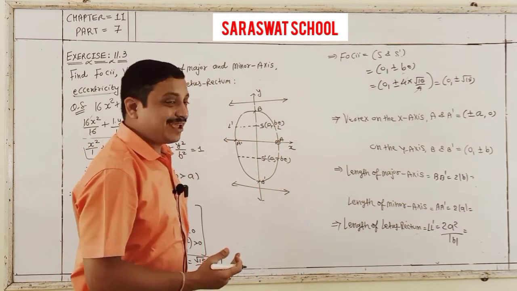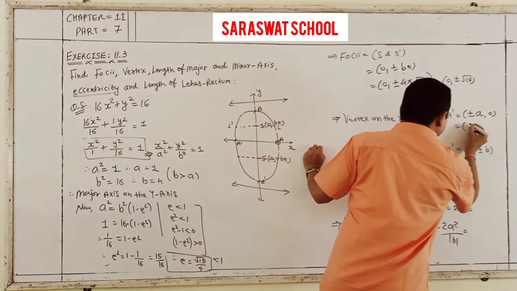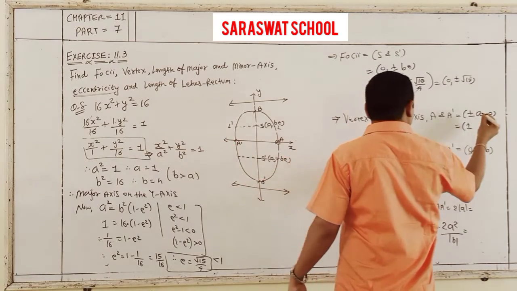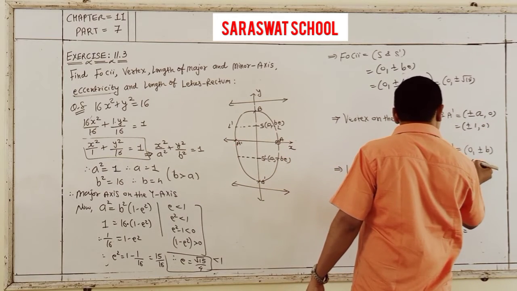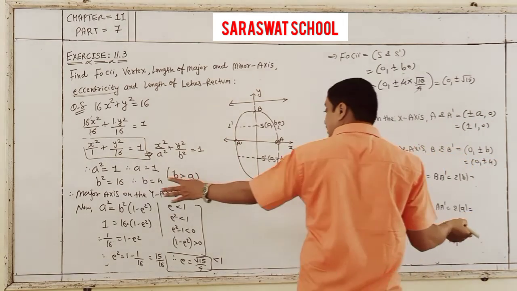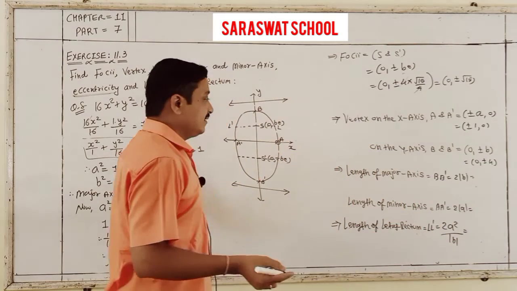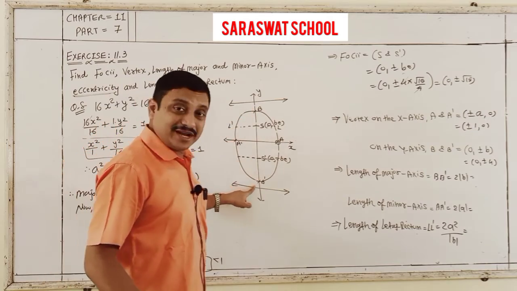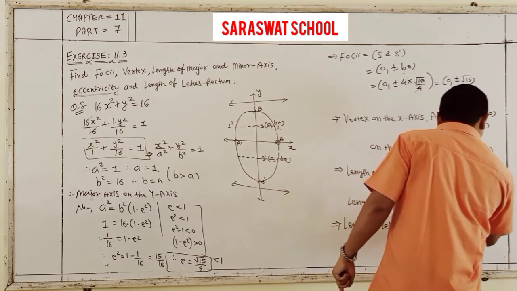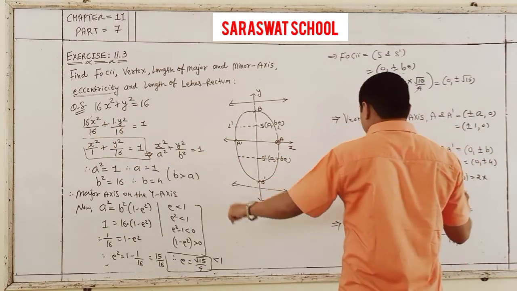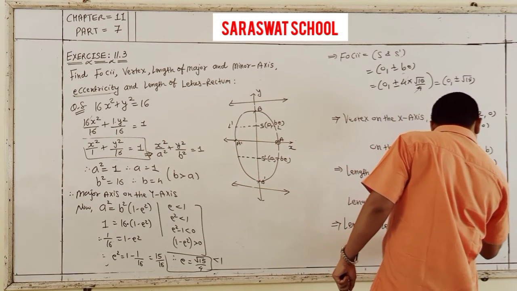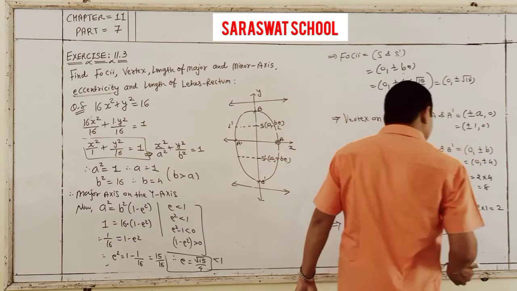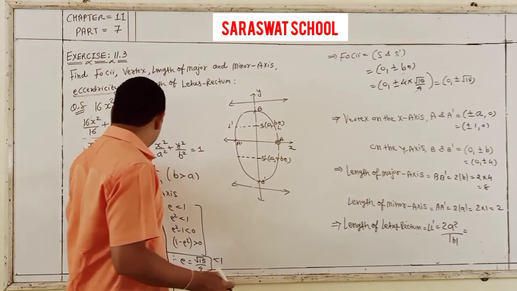Now second, the a value. Vertex is on the axis. a I have 1, b same as 4. Now length of major axis, b to b dash, students, is 2 modulus b. And what is the b modulus? b is 4, so 2 times 4 is 8. Same, minor axis length is 2 into 1, because a becomes 1.